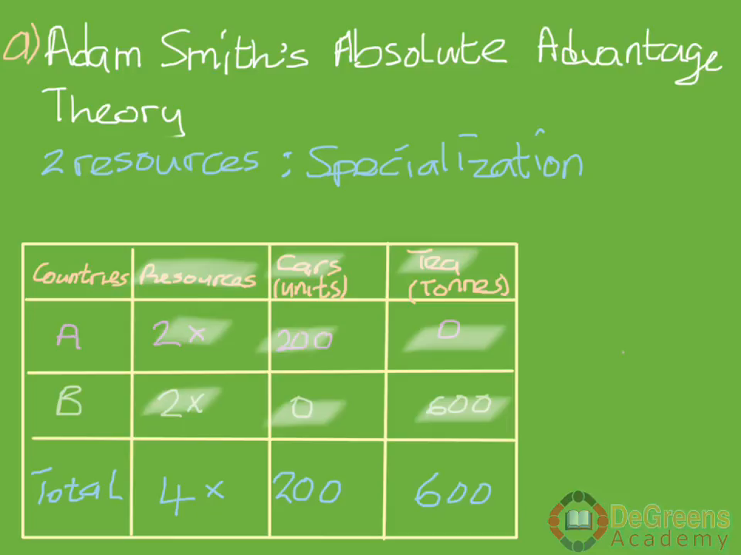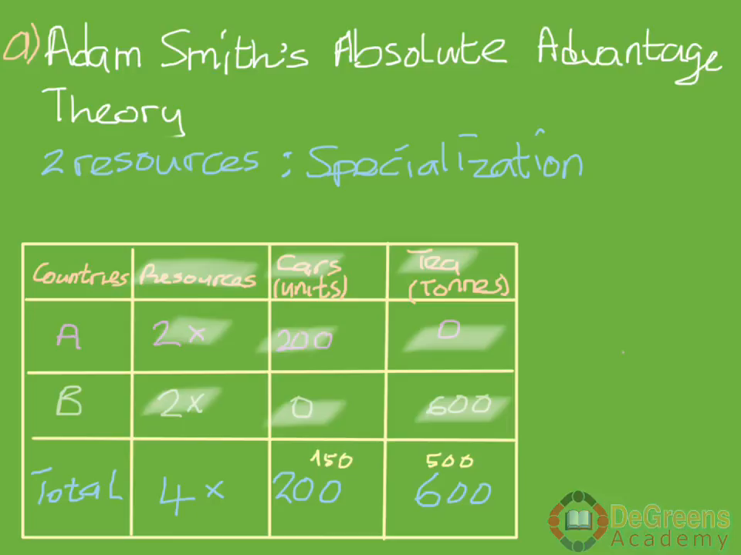So you see, the total amount of cars produced has increased. So this is beneficial to society. That increased from 150 to 200, and the total amount of tea has increased from 500, which it was, to 600. So there's a total amount of 50 units of cars benefited or added, and 100 tons of tea added. So this international trade now is beneficial.